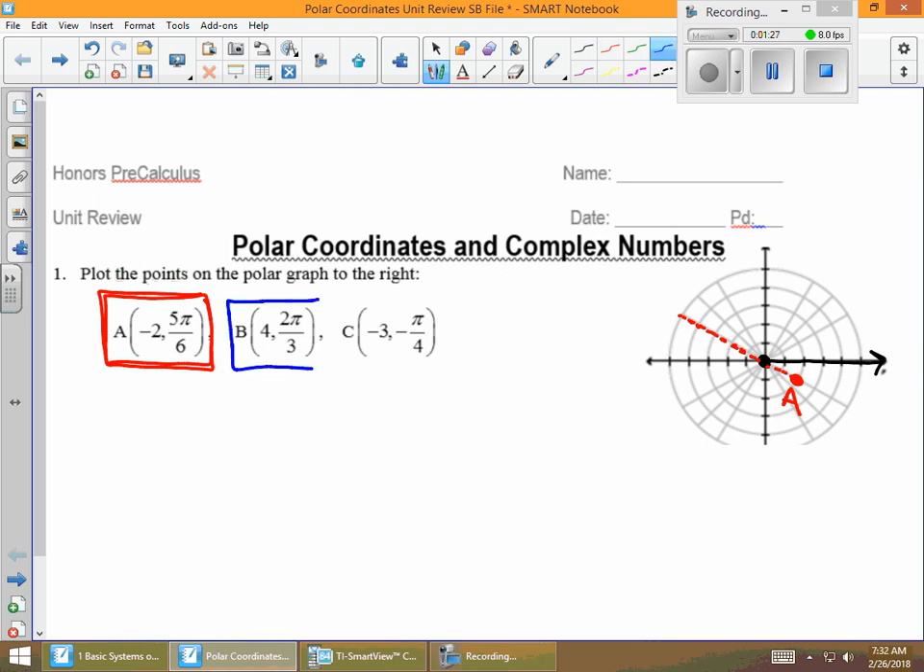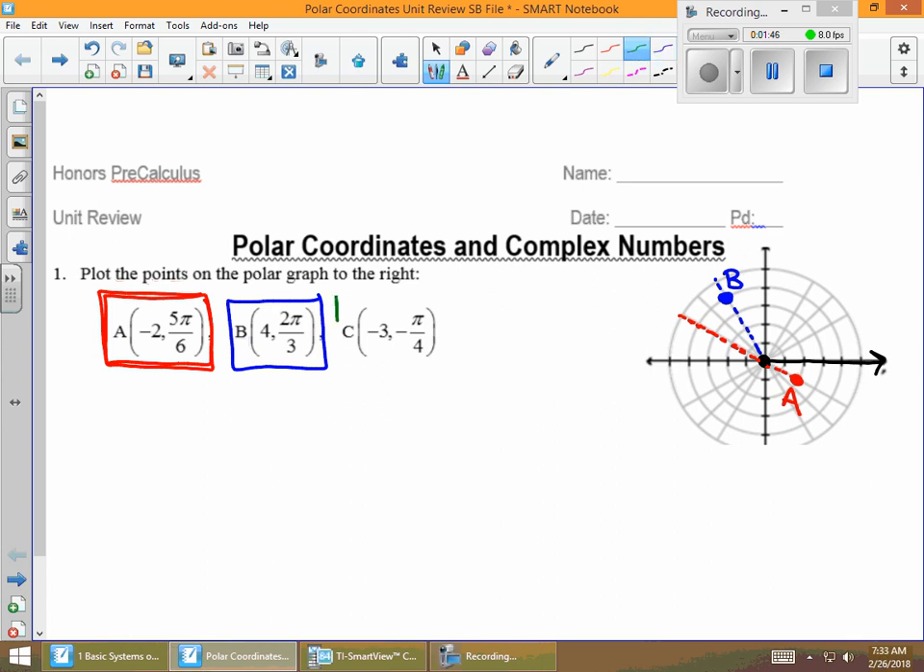B is a little more intuitive: 4, 2 pi over 3. So if we go to our 2 pi over 3 angle line, which is right here, we're going to go out 4 on that angle. Make sure you're labeling your points so I know you know which points you're plotting.